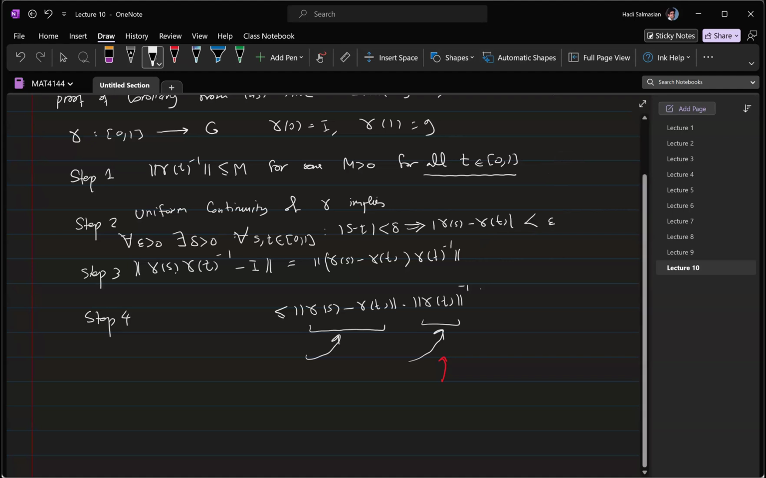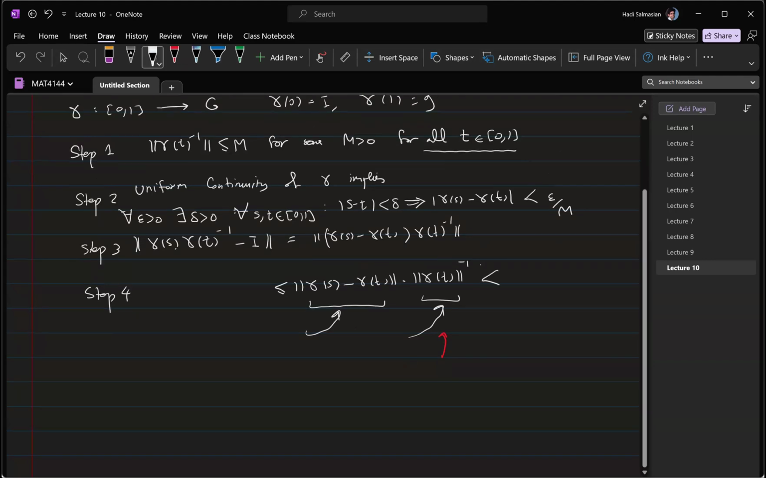Is less than, no, I can say less than epsilon, but I really want the product of these guys to be less than some epsilon. Maybe I could say less than epsilon over m. Okay, I've already chosen some m, okay? So now I see that this is less than epsilon over m times m, which is epsilon, okay? So this holds.